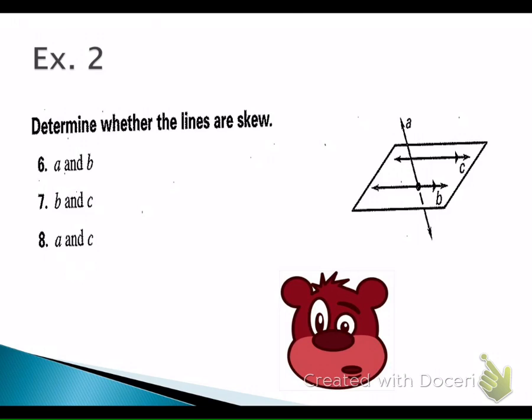But determine if the lines are skew. So are A and B skew? No, because they intersect. Are B and C skew? They're not skew because they're on the same plane. They're parallel. They can't be parallel and skew. The only skew lines are A and C because of what I just described. A is closer to us than C is. C is back in the back of the plane, laying flat. A is closer to us, going through the plane. So these are skew, yes. If you want to write these, that's fine. If you didn't, it's not a big deal either.